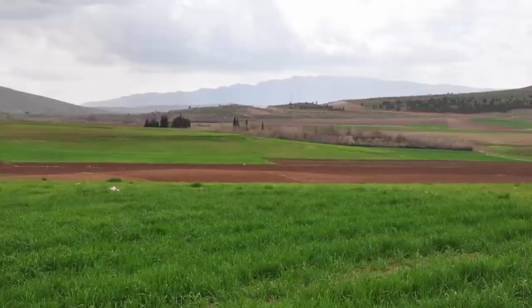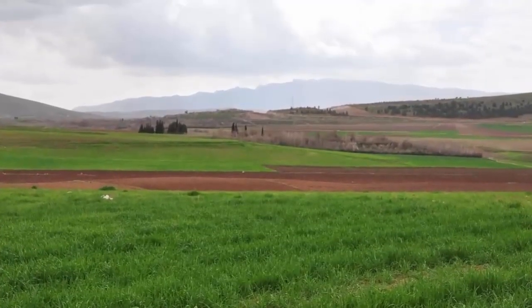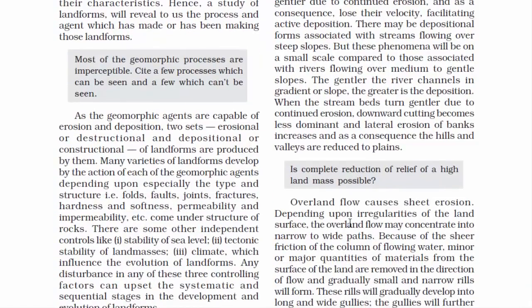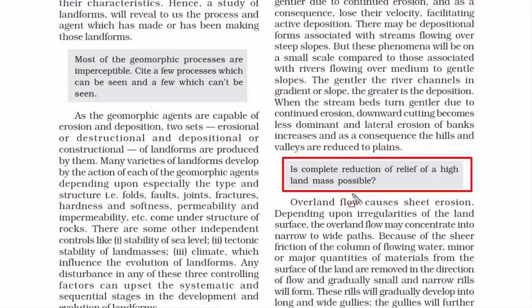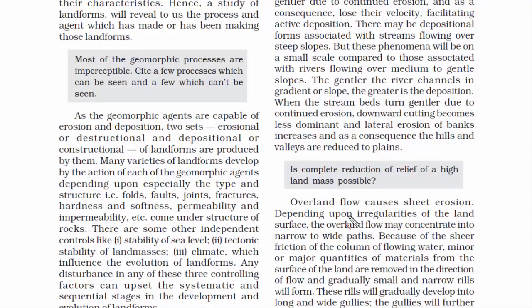And this way, slowly the entire valley is converted into plains. Hence, when we see this question here, is complete reduction of relief of a high land mass possible? The answer is yes, it is possible. I've just explained the process. But the important point to note is that this geological change will take a long period of time. Even a lifetime would be less.